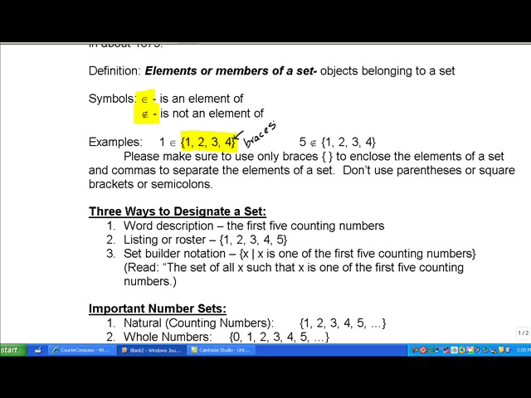So what we're saying is 1 is an element of the set containing 1, 2, 3, 4. 5 is not an element of the set containing 1, 2, 3, 4. And you'll notice how I read this, the braces, as the set containing.